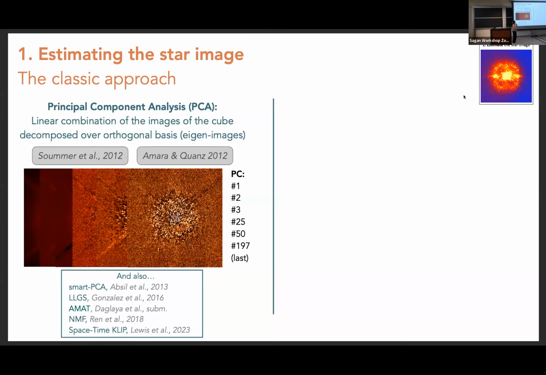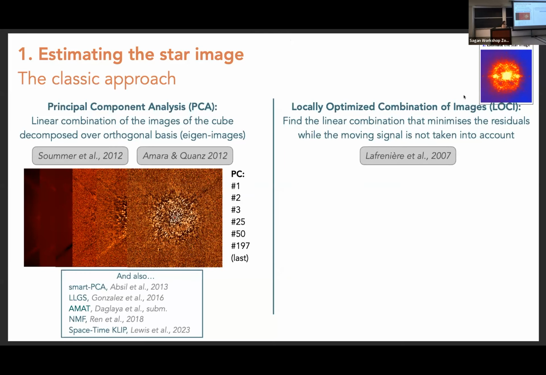So there's lots of flavors. There's LLSG, which is like robust PCA kind of. Recently MAT, which uses also the temporal and not only the spatial correlation. There is non-negative matrix factorization, sorry, a lot of stuff, and Space-Time clip. So a lot of literature. But the concept is this, and then there are many ways of doing a better PCA that works better.